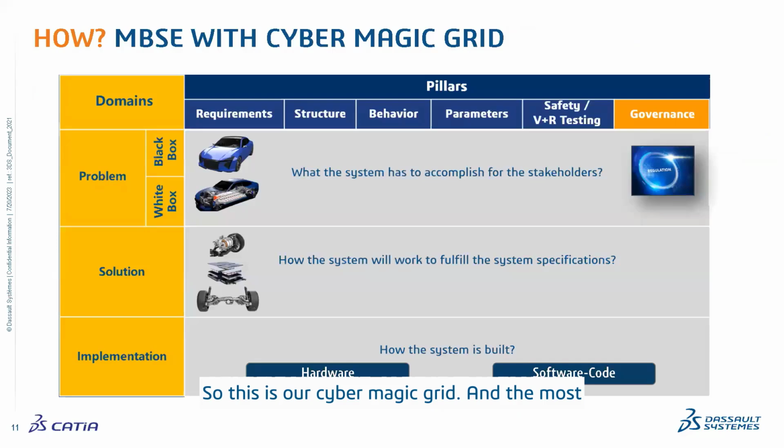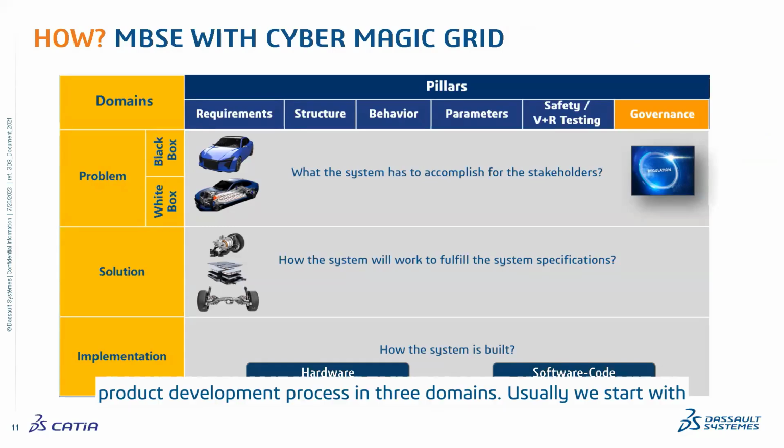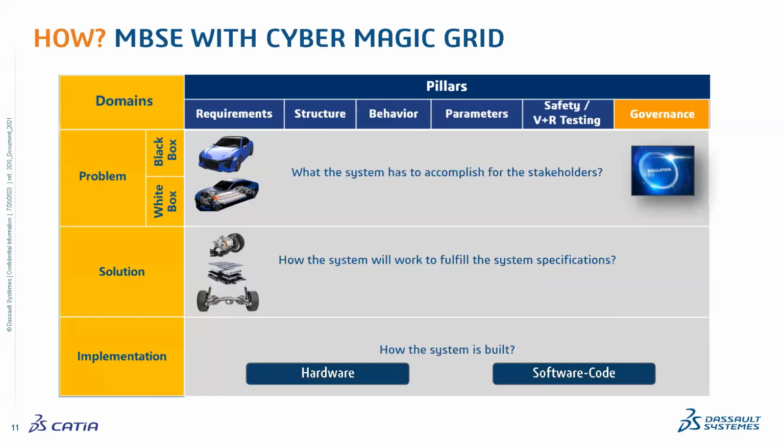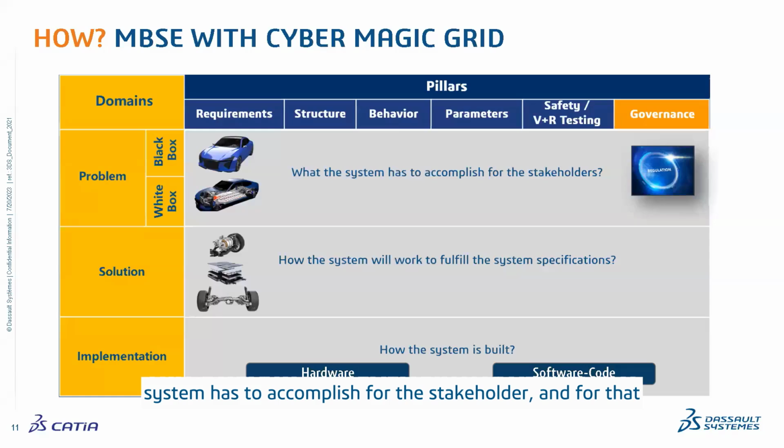So this is our cyber magic grid. And the most important part about it is that we break down every product development process in 3 domains. Usually we start with a problem domain description. So in 1 sentence, what the system has to accomplish for the stakeholder.